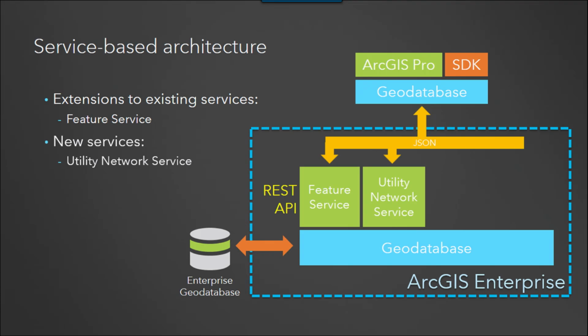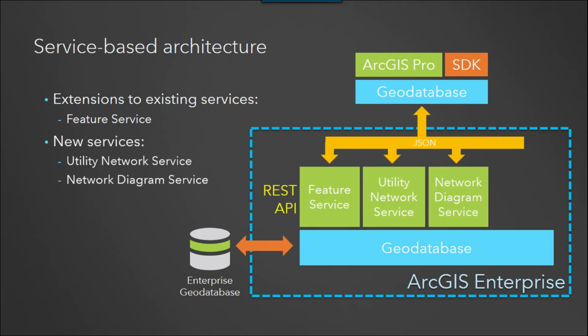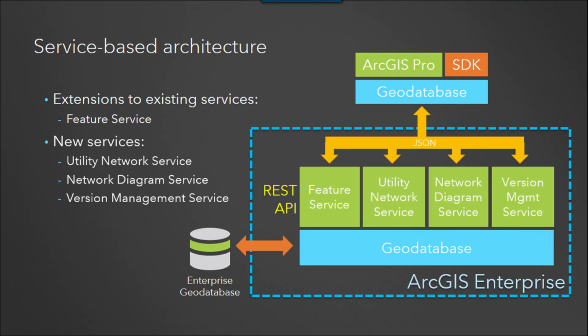Because remember, the user connected to their portal with their identity, they saw what maps have been shared with them or what Pro projects, and they open those directly. They have no idea what's going on in the background. We also have a network diagram service. As we were talking earlier about network diagrams and schematics, those have their own service for organizing, building, and maintaining the network diagrams. Finally, there's a new version management service. This is for all things version management: creating versions, deleting versions, reconciling versions, posting versions, altering versions, looking at differences, seeing conflict sets, and all the rest.